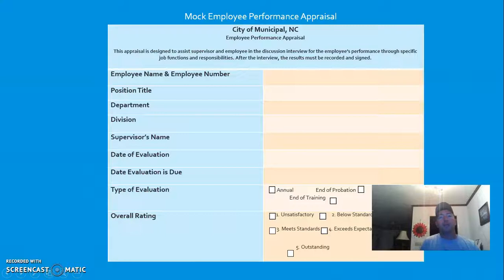So this is the first page of the performance appraisal, and this will identify the employee to the department, division, supervisor, and all of his categories. This appraisal is designed to assess supervisor and employee in the discussion interview for the employee's performance through specific job functions and responsibilities. After the interview, the result must be recorded and signed. So let's fill in this information.